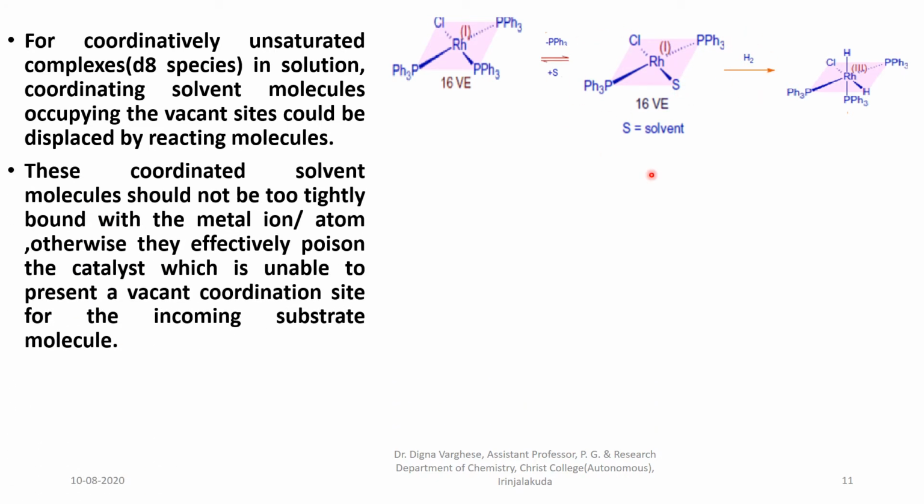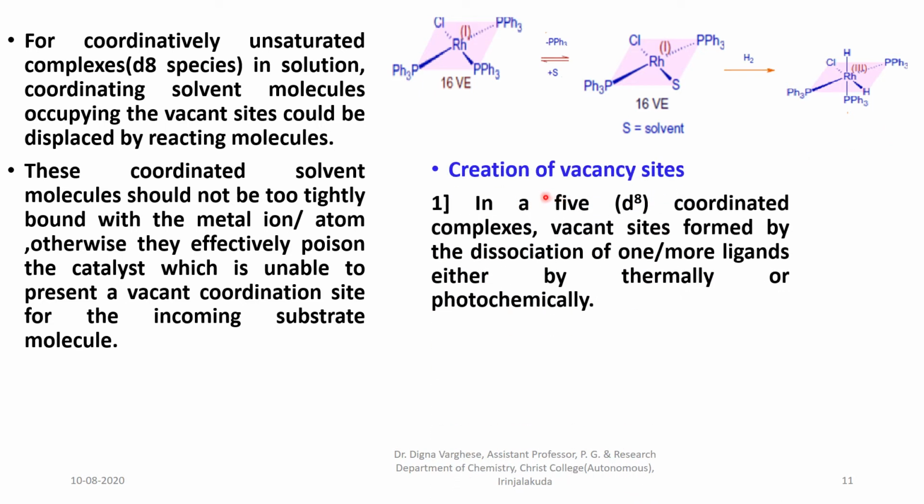These coordinated solvent molecules should not be too tightly bound to the metal atom. Otherwise, if they are tightly bound to the metal atom, they effectively poison the catalyst, which is unable to present a vacant coordination site for the incoming substrate molecule, that we have already seen in the case of Wilkinson catalyst. Another method for the creation of vacancy sites.